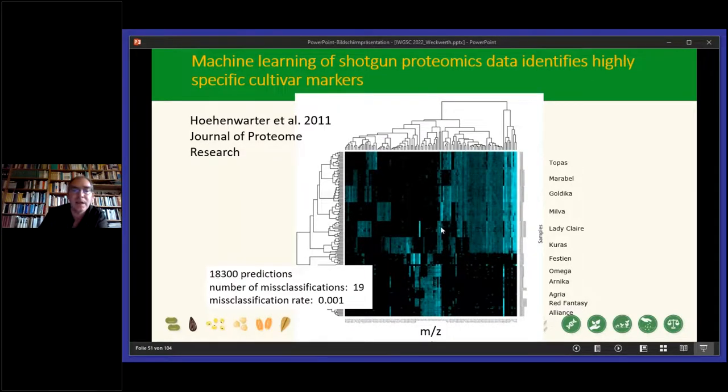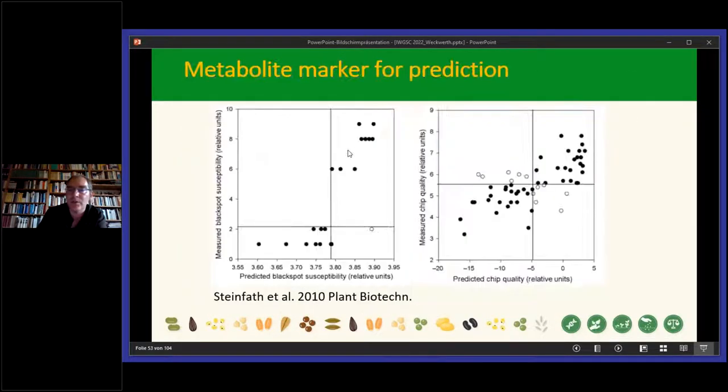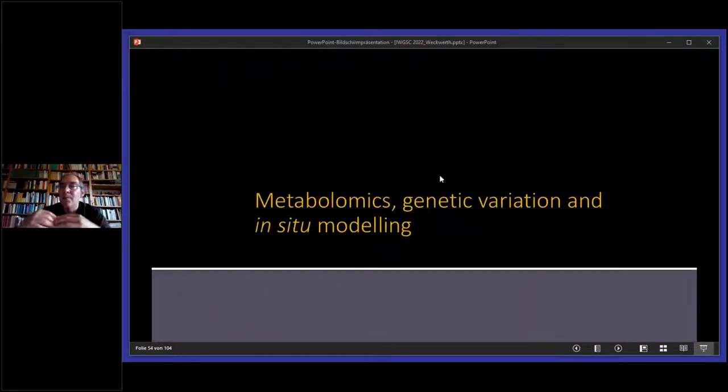We had 18,000 predictions, and with only a misclassification rate of 0.001, we classified all these potato tubers, their cultivars and their genotypes. Actually, they were not sequenced that time, which is interesting. Now they are sequenced. We can even do much more on this. And we identified very strong and robust biomarkers from this field trial for the breeders for different properties like black spot disease or chip quality. And the metabolite data were also used for machine learning and regression analysis. And here also we had a high accuracy prediction of chip quality and black spot disease susceptibility in these different cultivars.